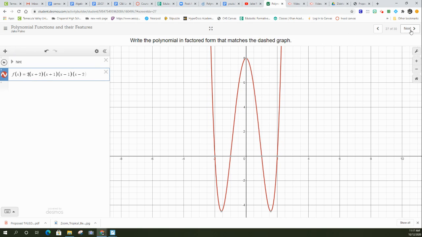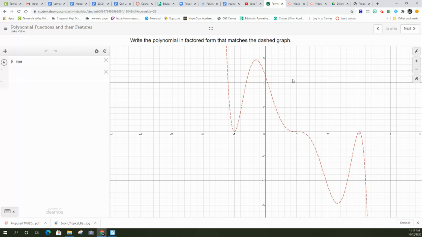All right, next one. So now we got an odd degree because the left end behavior is up, the right end behavior is down. Right end behavior is down tells me the leading coefficient is going to be negative. I've got a bounce, I've got a point of inflection, and I've got a bounce. So I've got a lot going on in this one. All right, so let's go f of x. And I know my leading coefficient is negative, so I'm going to throw a negative out in front.